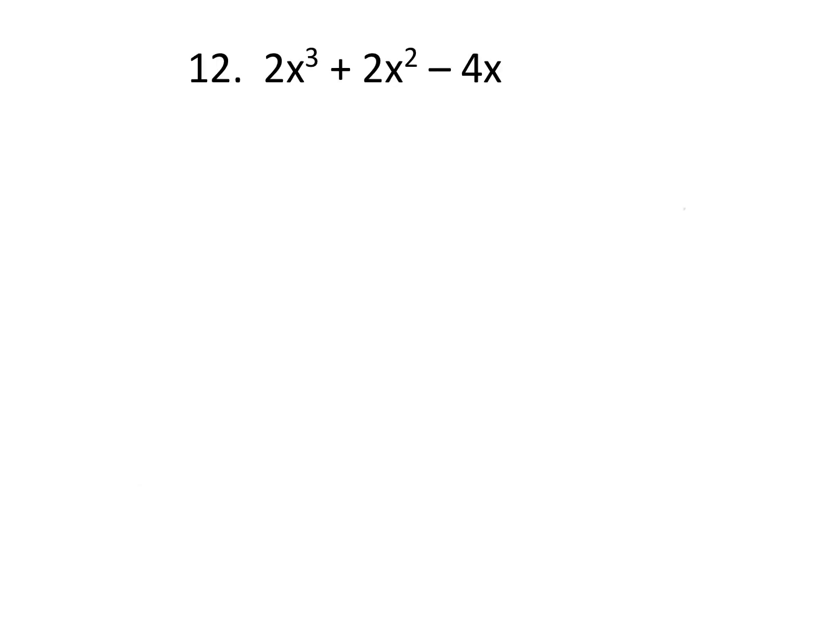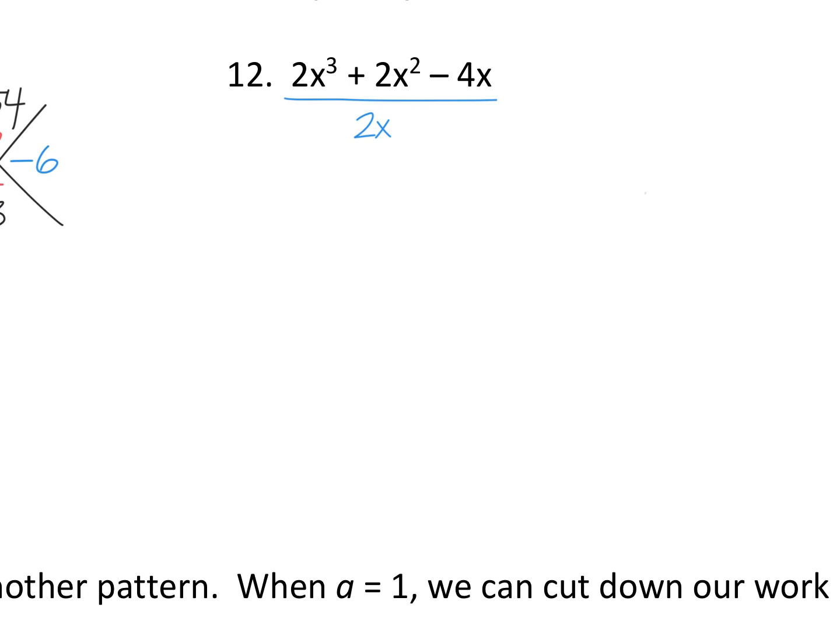Okay, so on number 12, we know it can divide by 2, but there's something else. What else do they all have in common? X. Okay, so you would want to do that because if you actually try to factor this as it is right now, you wouldn't be able to do anything. So we know our GCF is 2x. Spoiler, this is one that does have 2 parentheses, so I'll go ahead and do that right away.